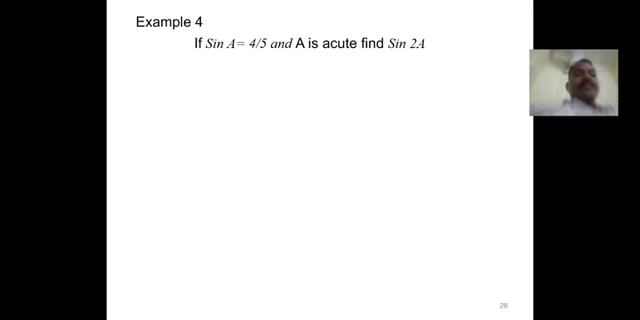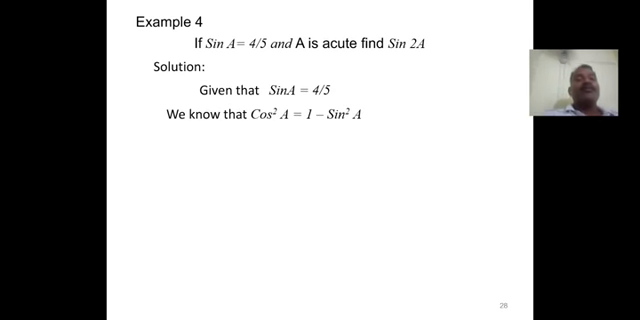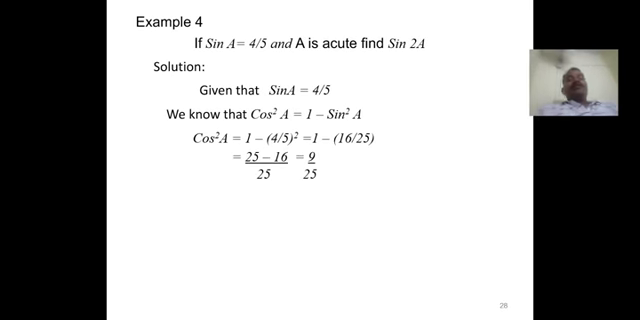Or we can construct a right angle triangle for A. Then sin A is opposite by hypotenuse. So 4 by 5, adjacent will be 3. Therefore, cos A will be 3 by 5. Or we can use square root of 1 minus sin square A. Both will give the same result. So 1 minus sin square, 1 minus 4 by 5 whole square, 16 by 25, that is 9 by 25. Therefore, cos A is 3 by 5.